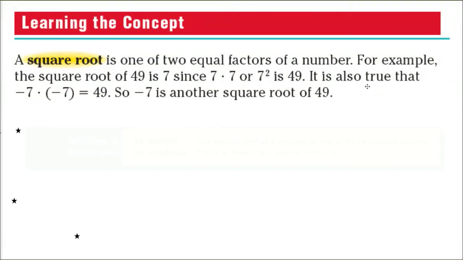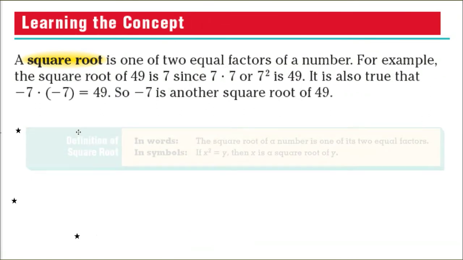The square root of 49 is 7 because if you multiply 7 by the same factor 7, it'll give you 49. It is also true that negative 7 times negative 7 is 49, by the rules of integers: a negative times a negative will give you a positive. So negative 7 is another square root of 49. That is the reason why it has two square roots, 7 and negative 7, because if you square negative 7, it'll give you 49, and if you square 7, it'll also give you 49.